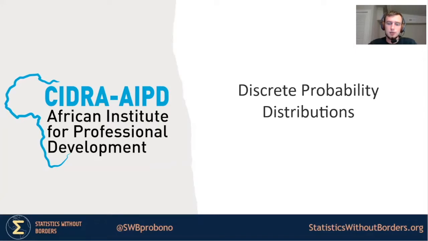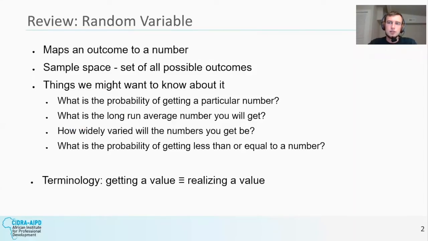Let's go over some discrete probability distributions. So probability distributions are relevant for random variables. So we're going to go ahead and talk about those real fast first. So we have an experiment that generated an outcome. We want to map that outcome to a number we care about. That's the deal with random variables.